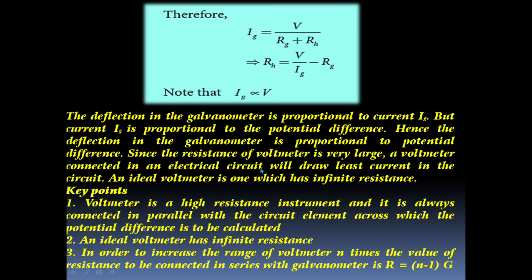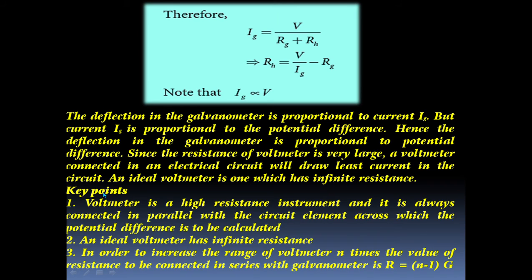Since the resistance of the voltmeter is very large, a voltmeter connected in an electrical circuit will draw the least current in the circuit. An ideal voltmeter is one which has infinite resistance. Please note it down, children, for your objective type questions.